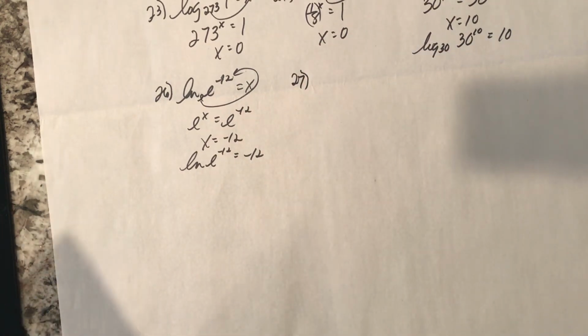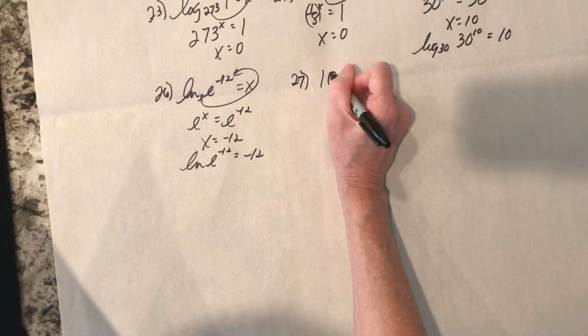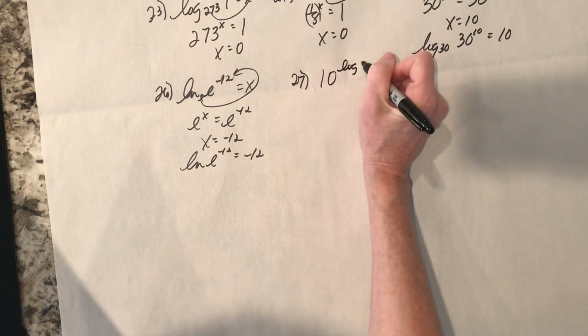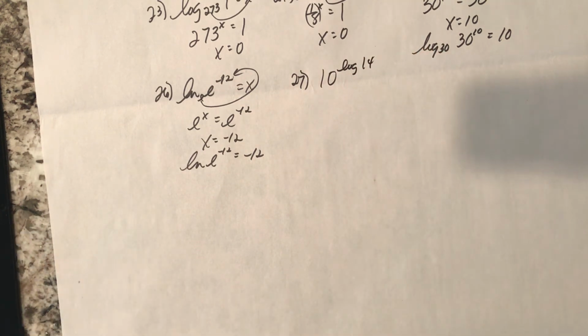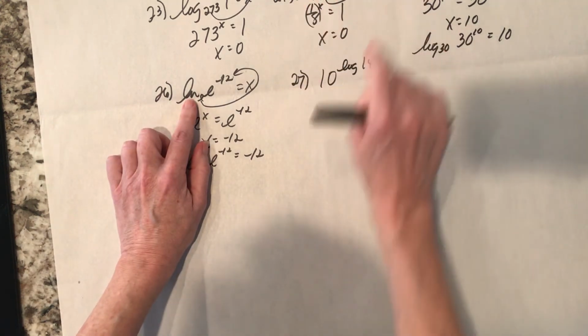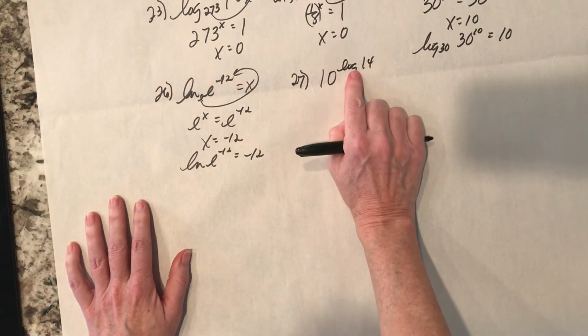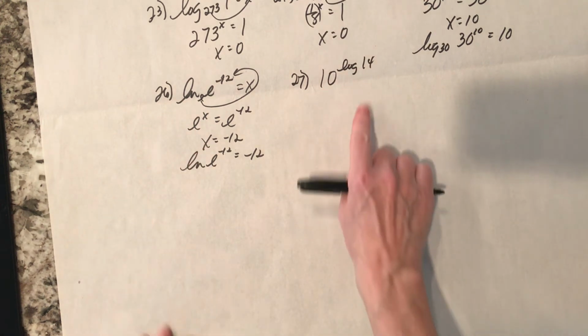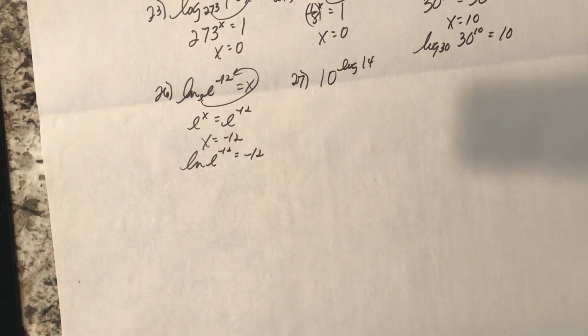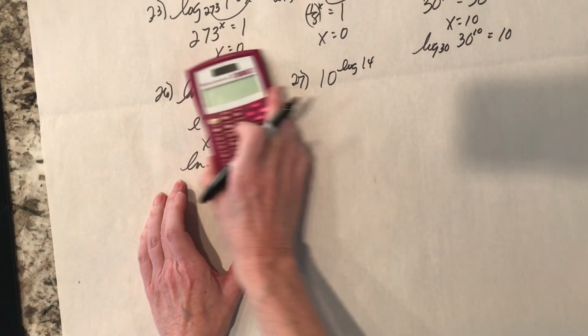Number 27 and 28, we're doing something a little bit different. This is just weird. 10 raised to the log of 14. So this is not a log problem. Log is not sitting on the ground. This is an exponent. So this is just saying take 10 and raise it to the common log of 14. It's calculator time.